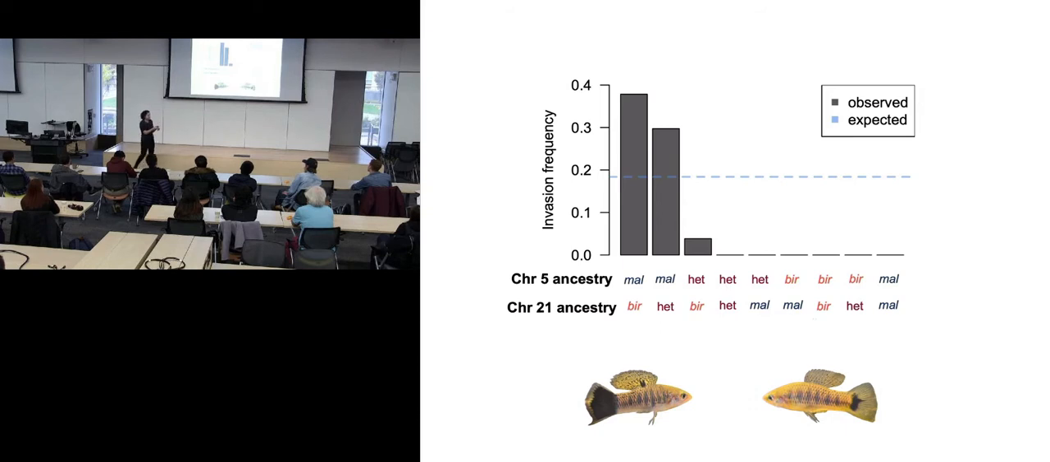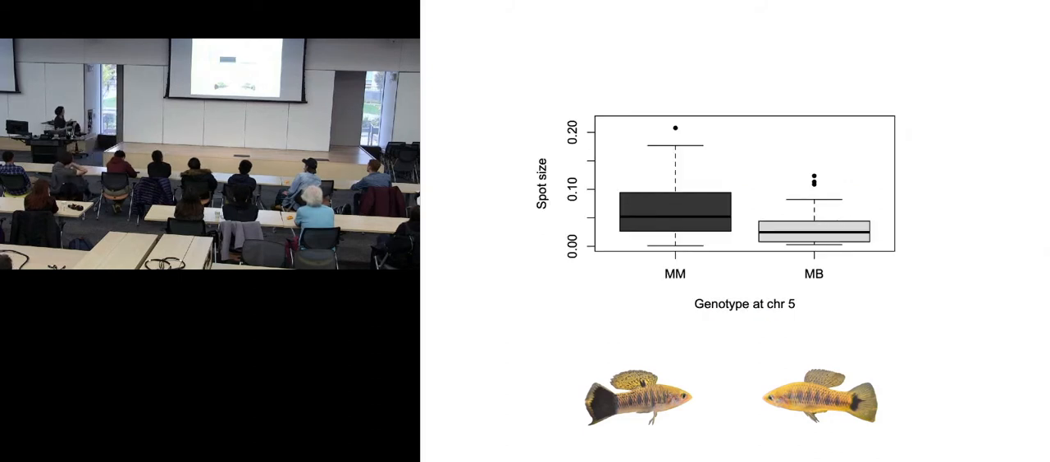And we can push this a little further and ask about individuals in this category that don't have melanoma, and individuals in this category that don't have melanoma, and ask about the size of their spots as a semi-independent verification. And what you see is that individuals, even if they don't have melanoma, that are homozygous Malinche at this region on chromosome 5, have bigger spots than individuals that are heterozygous. So this really suggests to us that we're capturing some of the genetic architecture of what's going on here.